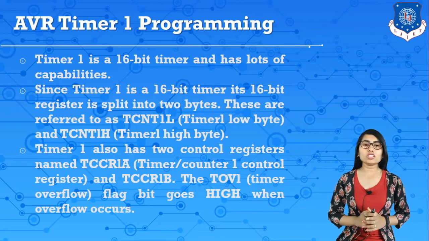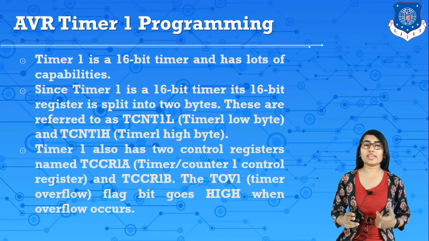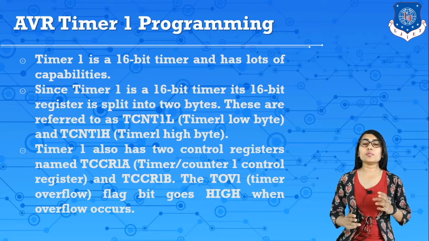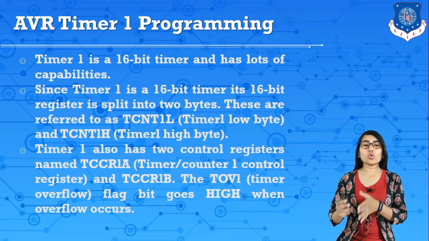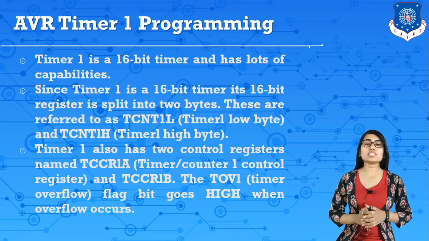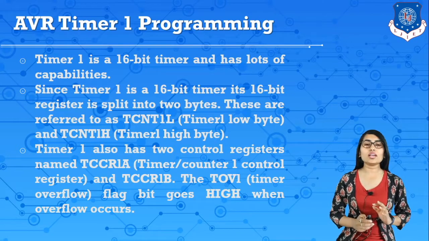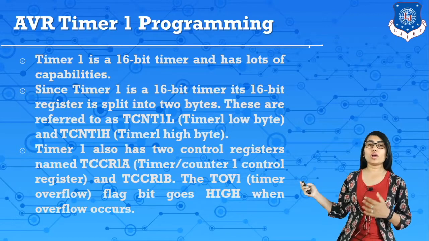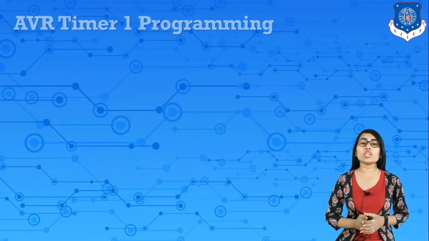Timer 1 also has two control registers named TCCR1A, timer counter 1 control register A, and TCCR1B, timer counter 1 control register B. The TOV1, that is the overflow flag bit, goes high when overflow occurs. So this timer 1 sets its TOV1 flag.